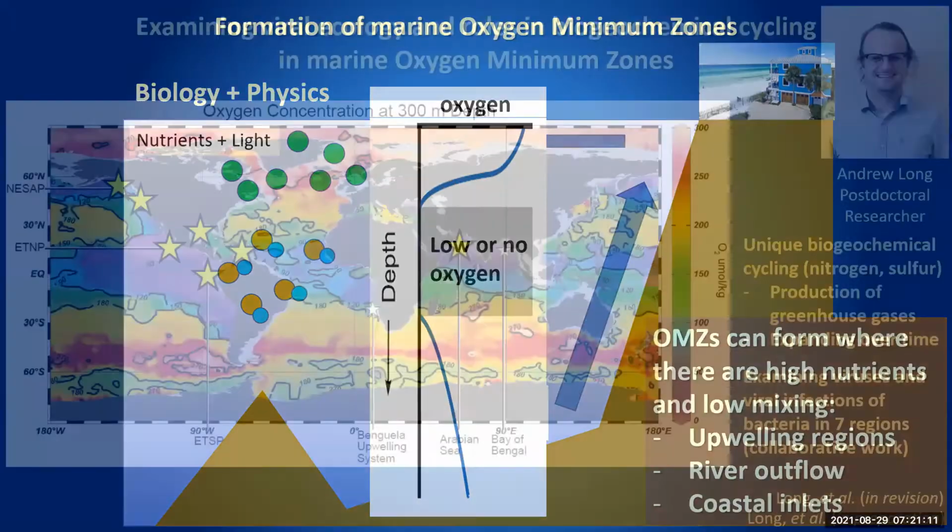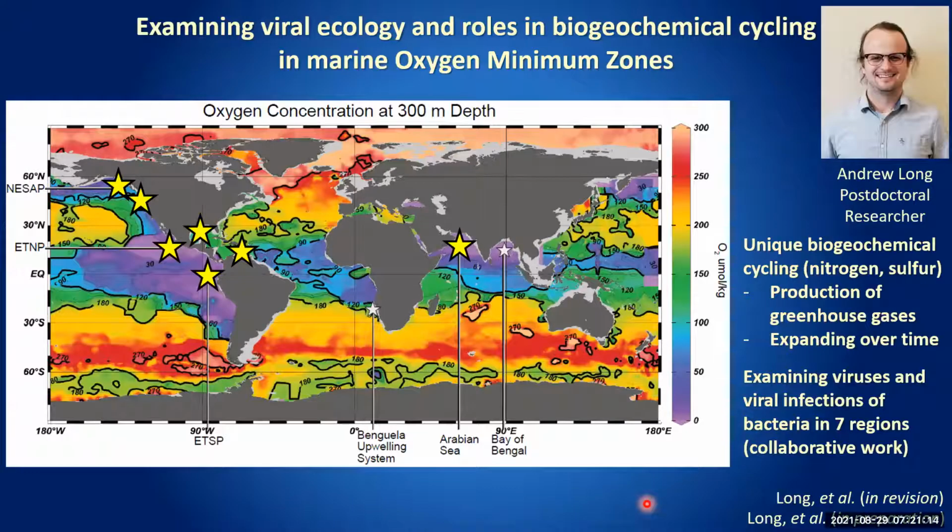So we're studying several of these different types of oxygen minimum zones. We're examining viruses and their viral infections of bacteria in 7 different regions that I'm showing here. So we have the Arabian Sea, we have the large oxygen minimum zones of the Eastern Tropical North Pacific and Eastern Tropical South Pacific. We have the hypoxic zone in the Northeast subarctic, and we have Saanich Inlet, a little inlet here, the Gulf of Mexico hypoxic zone, and the Cariaco Basin.